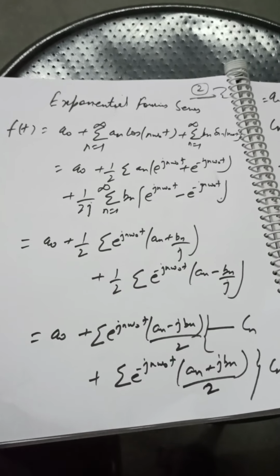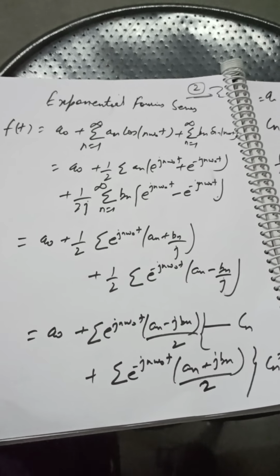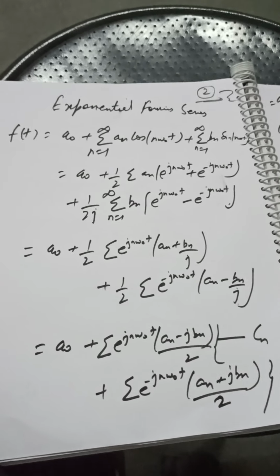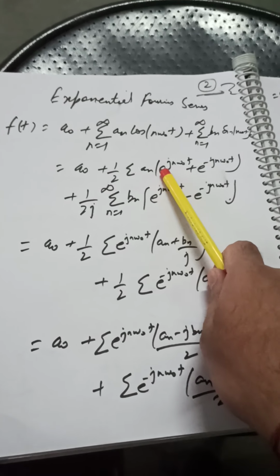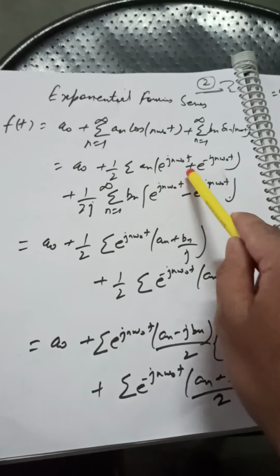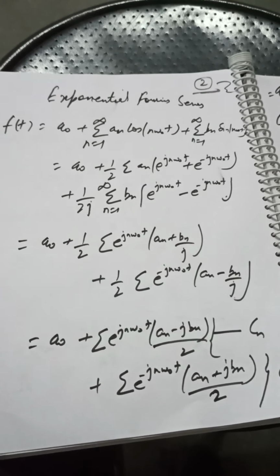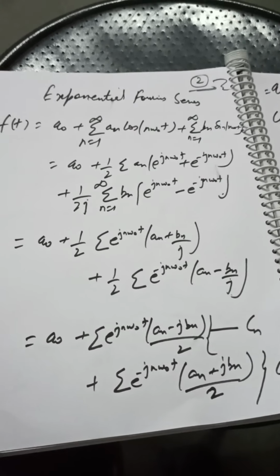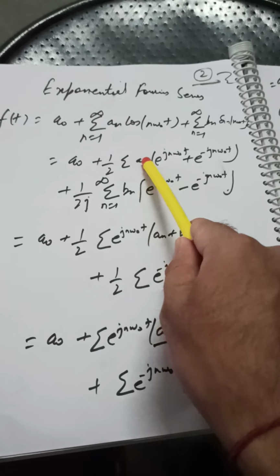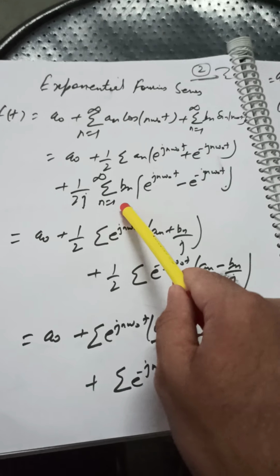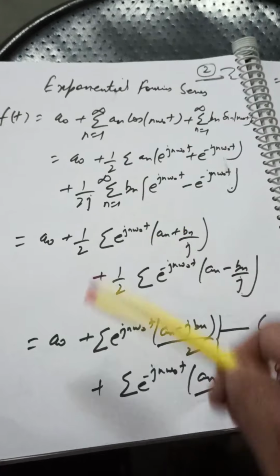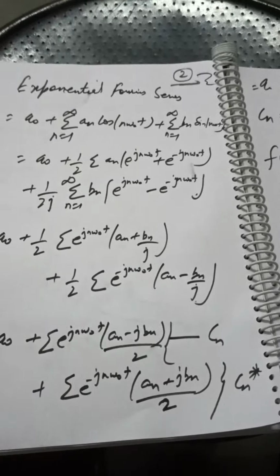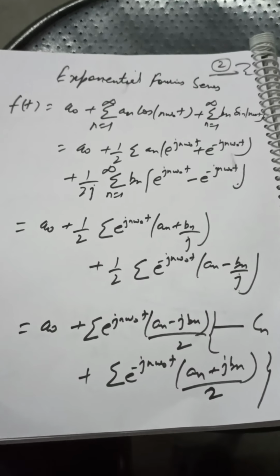Now what we are going to do is collect the terms of e to the power j n omega naught t. If we collect the power of e to the power j n omega naught t from these two expressions, it is quite easily visible that this becomes the summation of e to the power j n omega naught t times half. An will come from this term, and bn by j will come from the second term. I think this is quite easily evident that this is nothing but bn by j.